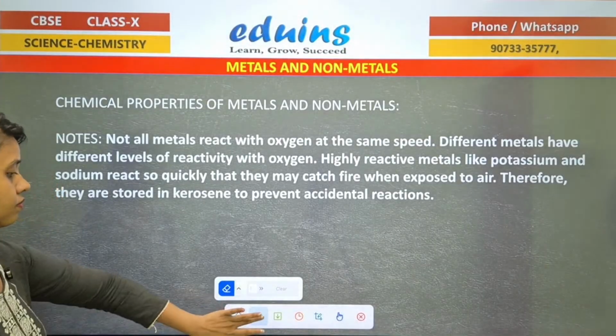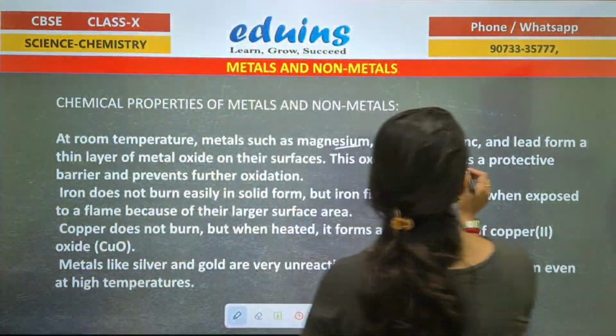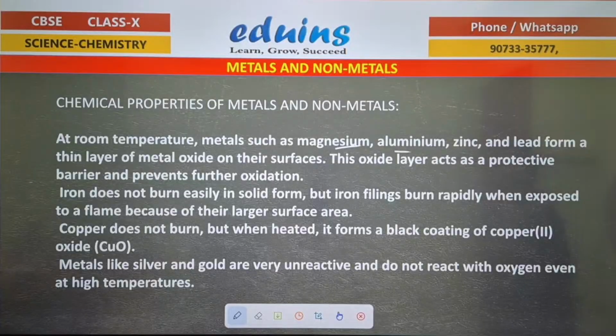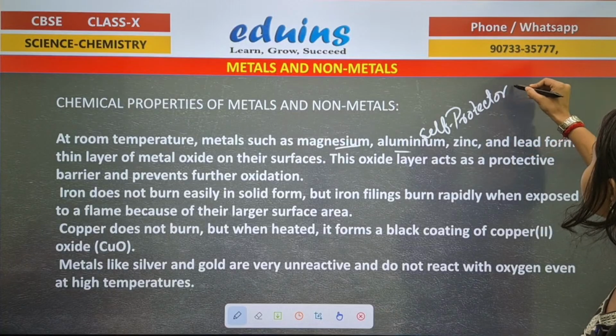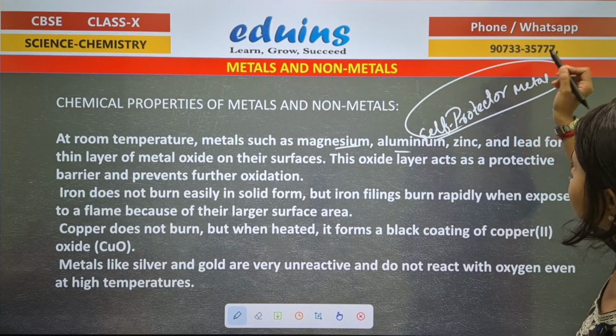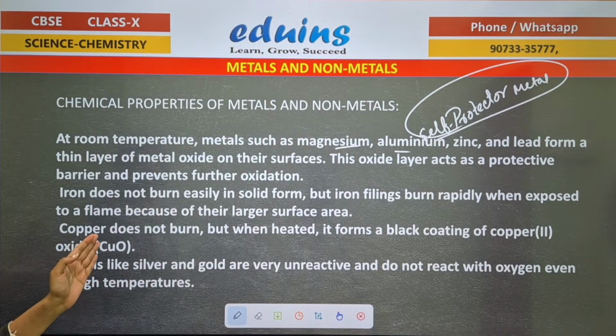Now the next page. At room temperature, metals such as magnesium, aluminium, zinc and lead form a thin layer of metal oxide on their surfaces. This gives the idea of self-protected metal. This oxide layer acts as a protective barrier, and that prevents further oxidation.